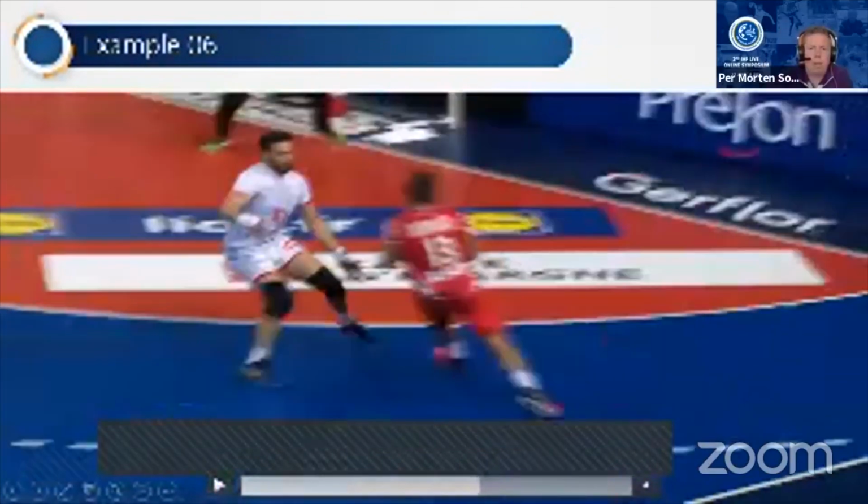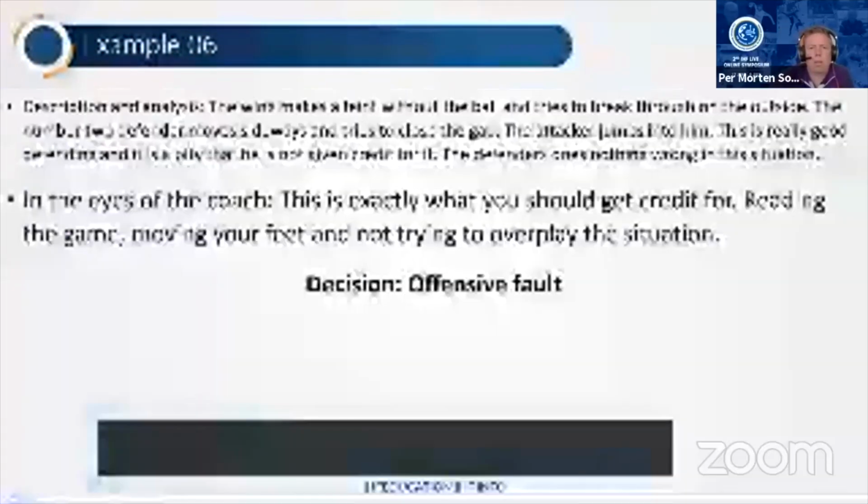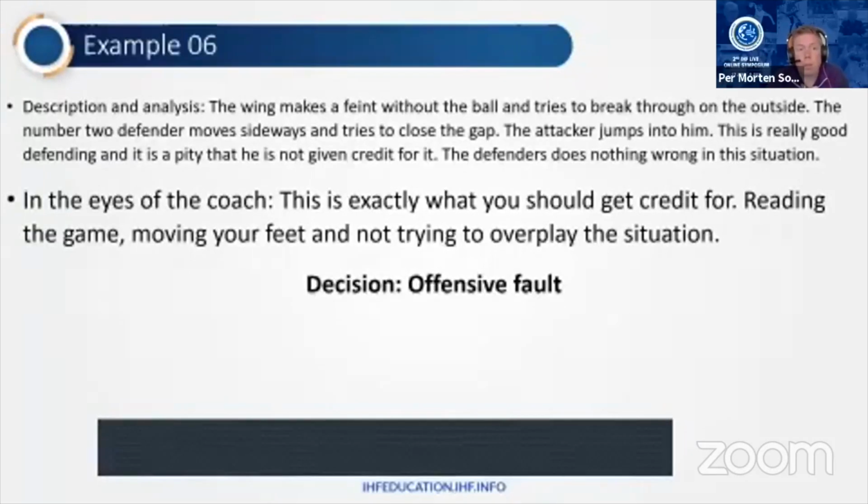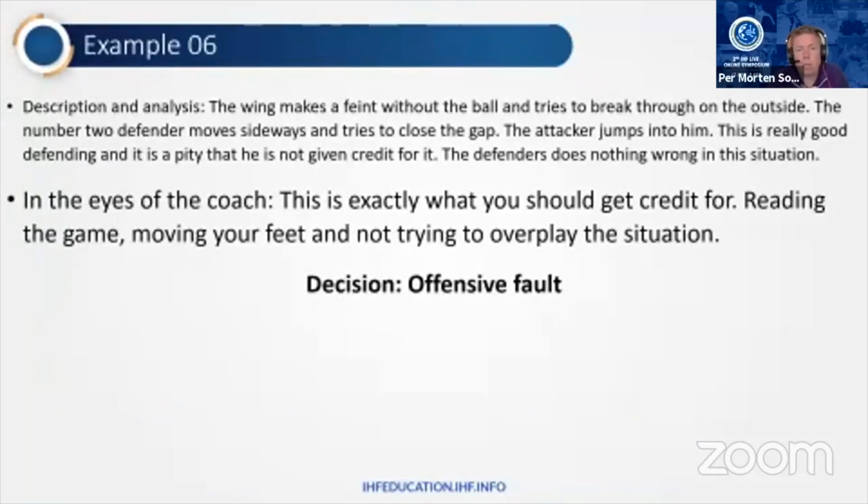Yeah, and this is of course a clear offensive fault. The wing makes a feint with his body without the ball and tries to break through. The number 2 defender moves sideways, and he is exactly in time. He doesn't have very good timing, but he is in time. He's not arriving too late, and therefore the attacker jumps into him.